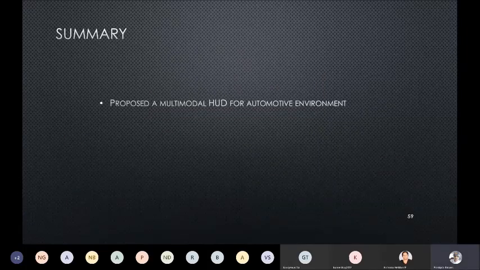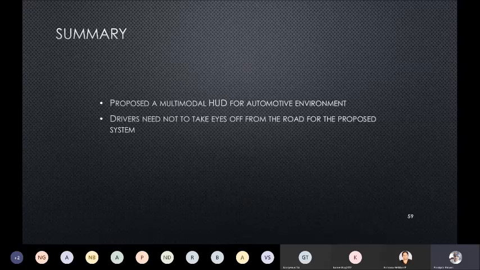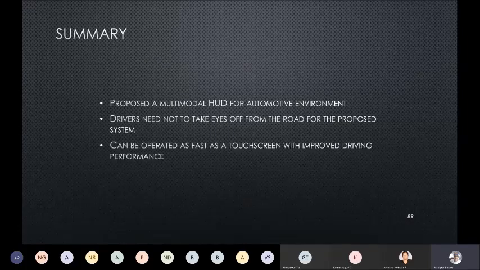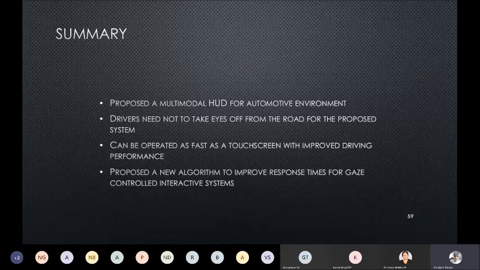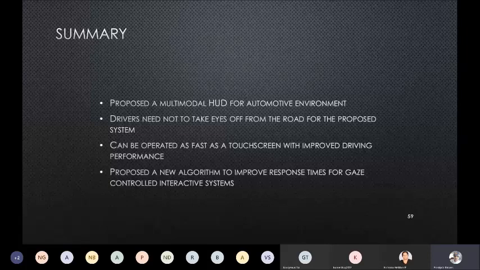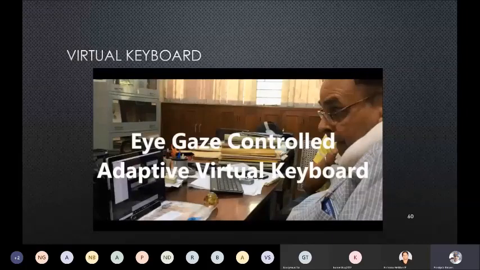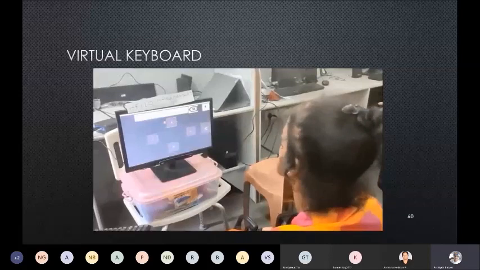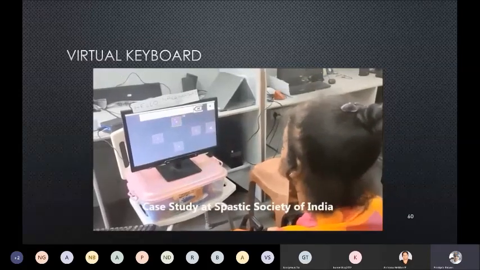So in summary, we proposed a multimodal HUD, and a better video you saw in the last lecture. Using this, drivers need not take eyes off from the road and can operate as fast as a touch screen. And with this new algorithm, we can significantly reduce the selection time by putting these hotspots. So next we will look at another example. This is a virtual keyboard, as you can see.